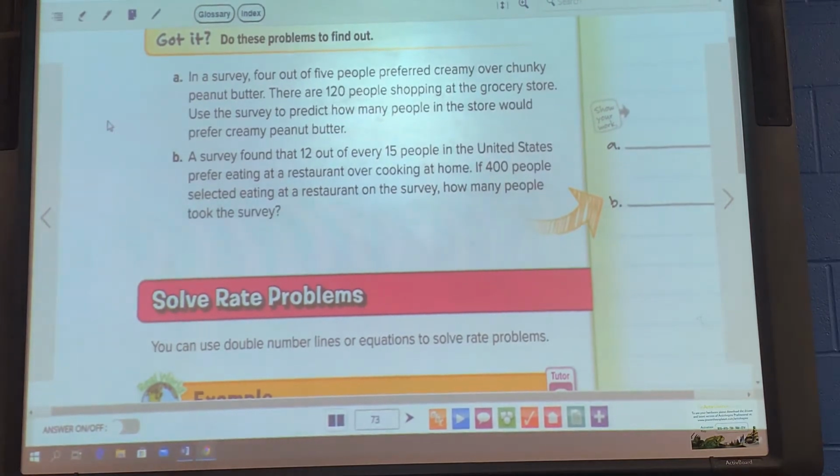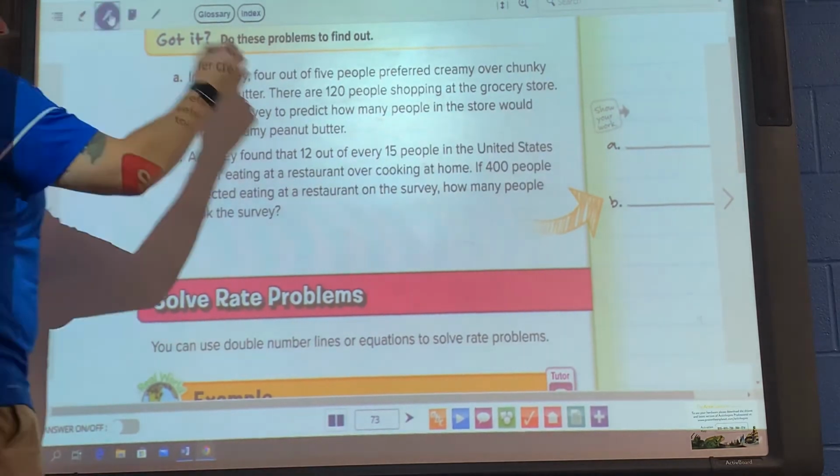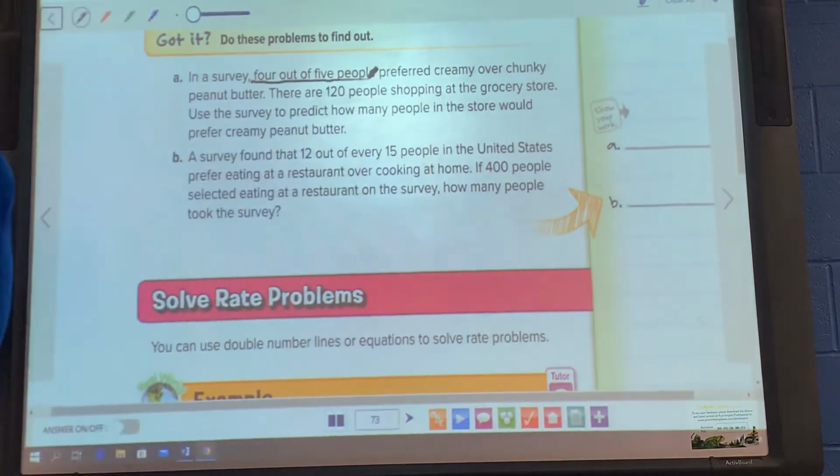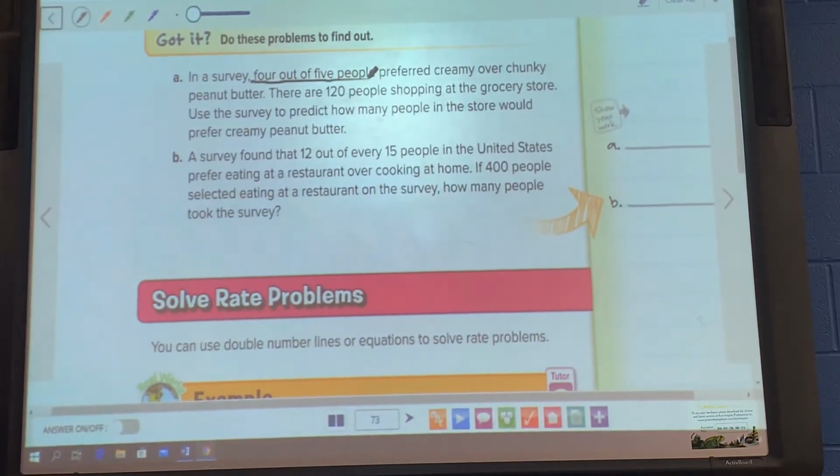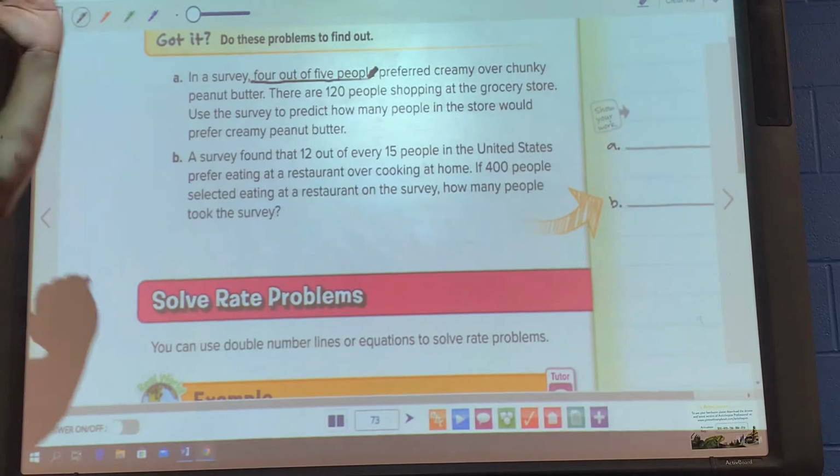Now that you're back, let's do A and B. In a survey, 4 out of 5 people, I'm going to underline that, 4 out of 5 people preferred creamy over chunky peanut butter. There are 120 people shopping at the grocery store. It says use the survey to predict how many people in the store would prefer creamy peanut butter.